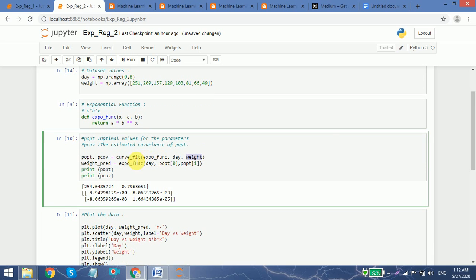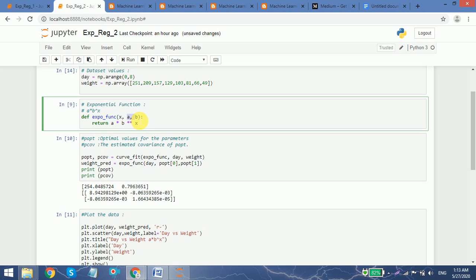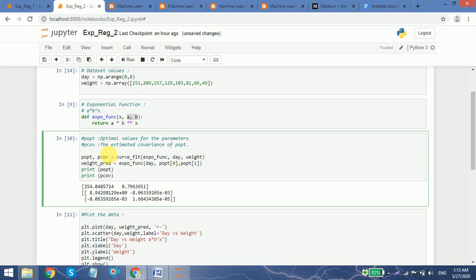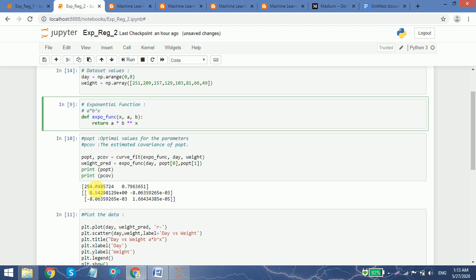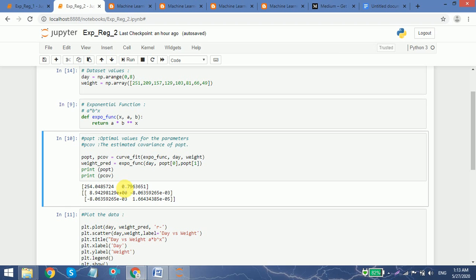So we are going to predict the value of weight here using the expo function, and we have already found the values of a and b. They are stored in the POPT variable. The a value is stored in the 0th index, and the b value is stored at the first index, so we are going to write it like that. And you can see the POPT and PCOV values here.